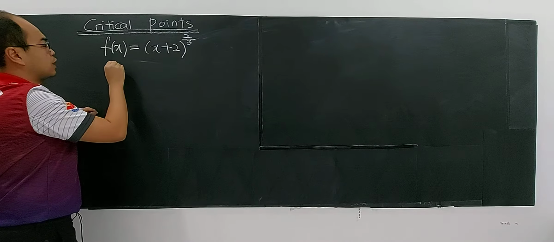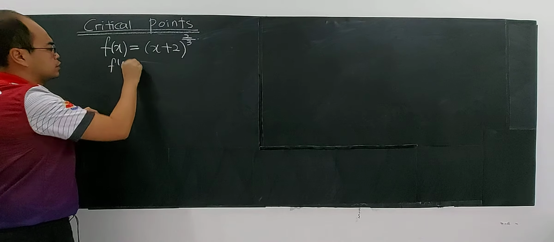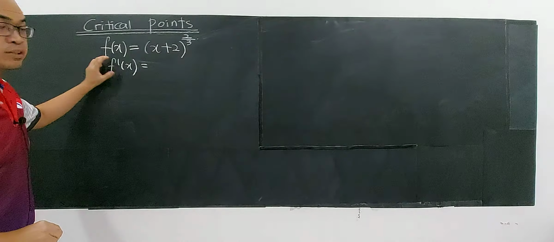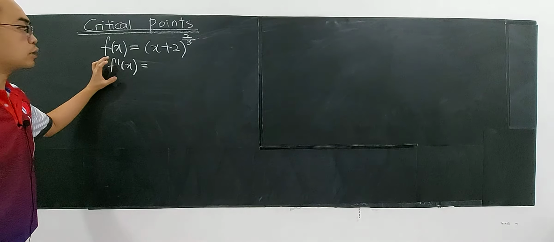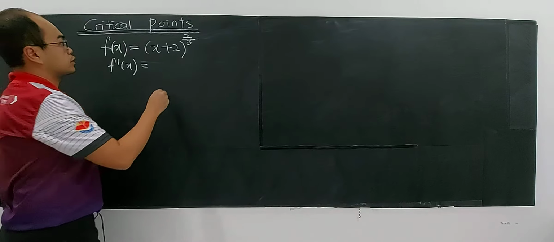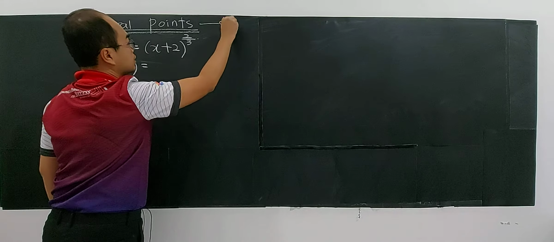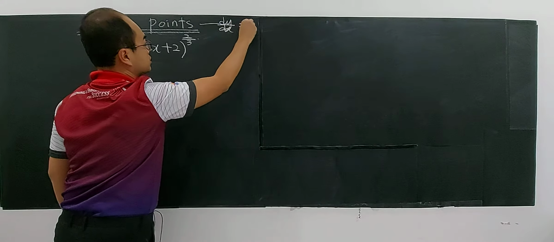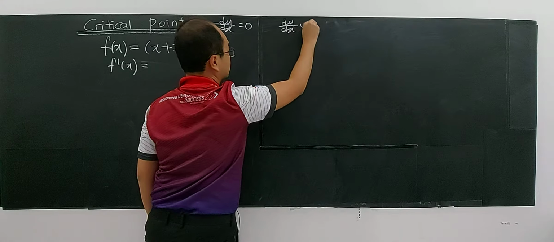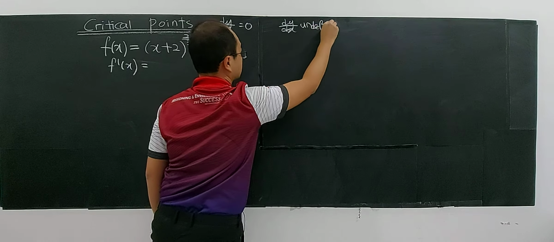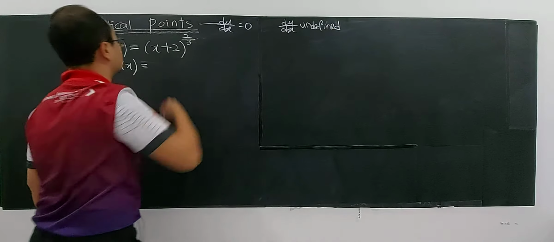So to find the critical points, at first we must differentiate the function, right? We have to look at the first derivative, because the first derivative is related to the gradient. For critical points, the gradient, dy/dx, either equals 0 or is undefined. As long as it falls into these two categories, it is a critical point.